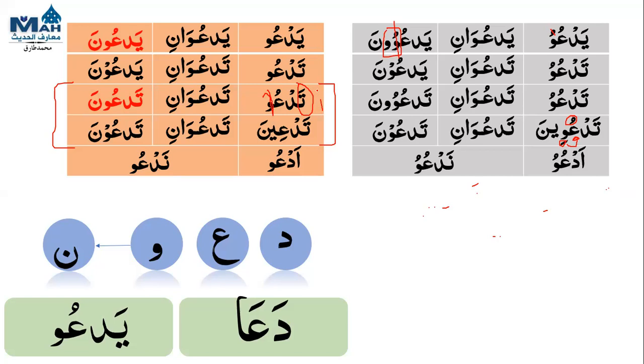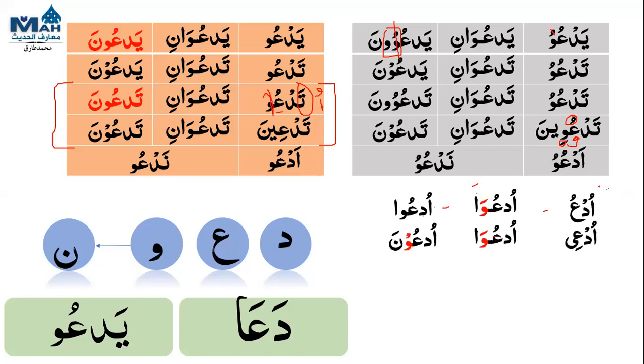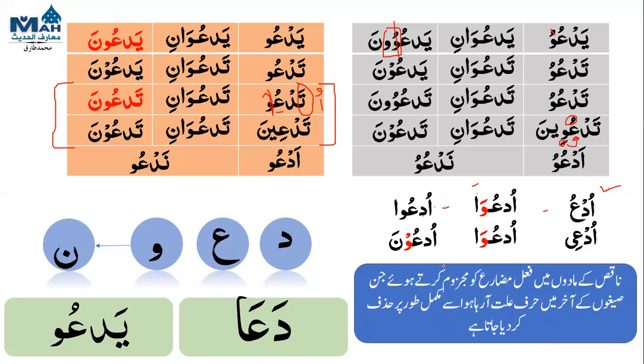This alif should consist of what? Dhamma, because our ayin letter is having dhamma. So ud'u. Other: ud'uwa. Ud'u. Ud'i. Ud'uwa. Ud'una. Okay. So this is how.